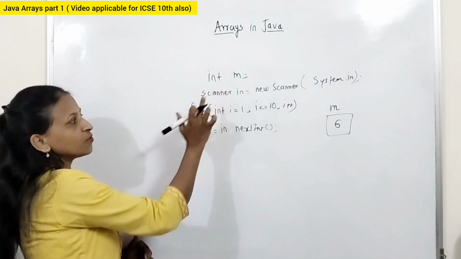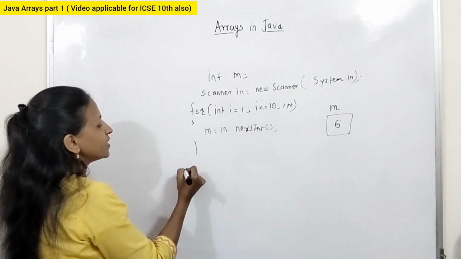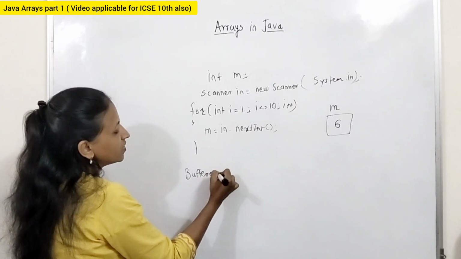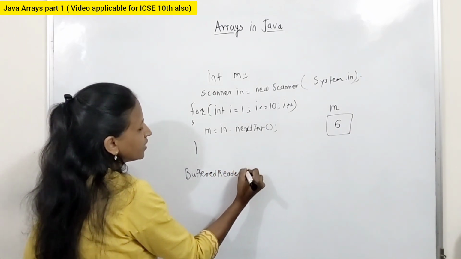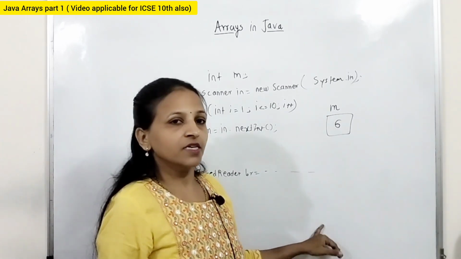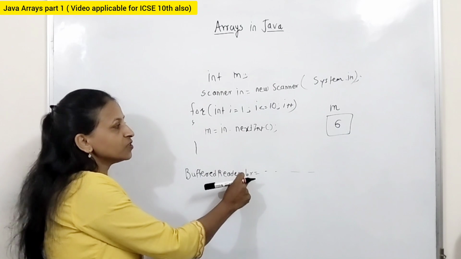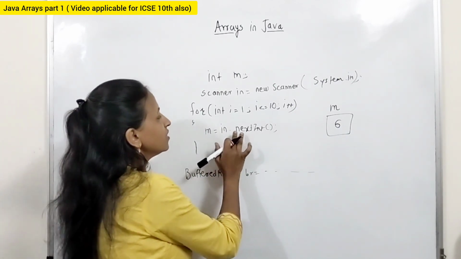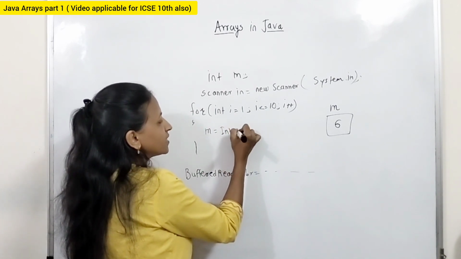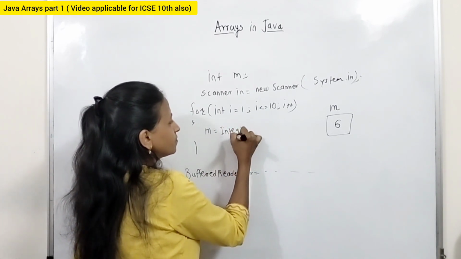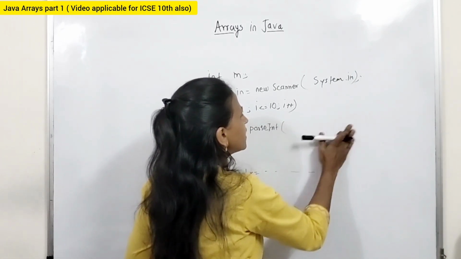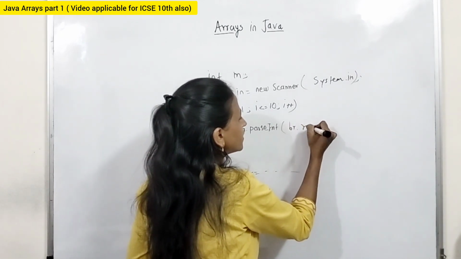Now see, here instead of Scanner, if we are using BufferedReader, let's say we have created one BufferedReader object: BufferedReader br equals new BufferedReader, new InputStreamReader(System.in). That whole part we have to write. And now using this br, suppose I want to read data, then what we write here? Simply Integer.parseInt, and then in brackets we have to write br.readLine().